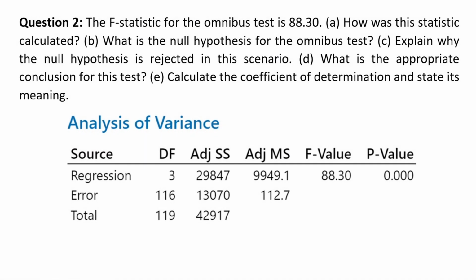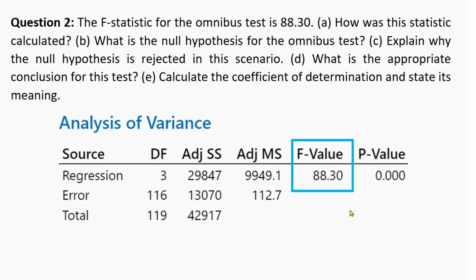So question 2 is about the F statistic. In this case, the F statistic for the omnibus test is 88.30, as you can see in the table. Here we're going to look at how this statistic was calculated, what the null hypothesis is for the omnibus test, talk about whether we accept or reject, and what is the appropriate conclusion for the test. So we're going to draw a conclusion. And finally, we're going to talk about the coefficient of determination. So a lot going on here. Let's start with that F statistic.